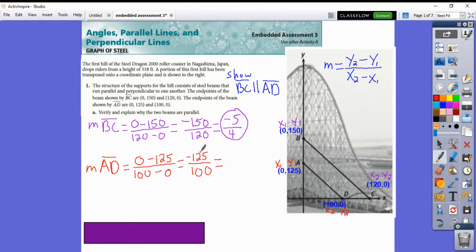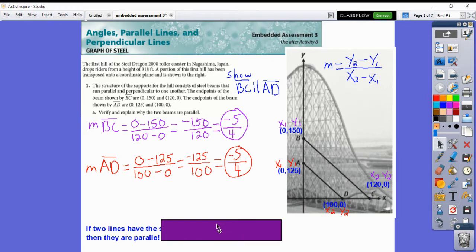If we want to reduce this fraction, we could ask, what's the greatest common factor of 125 and 100? Well, that would be 25. 25 goes into 125 5 times. That's negative 25, so we want to make that negative. 25 goes into 100 4 times. And we've got two slopes that are the same.